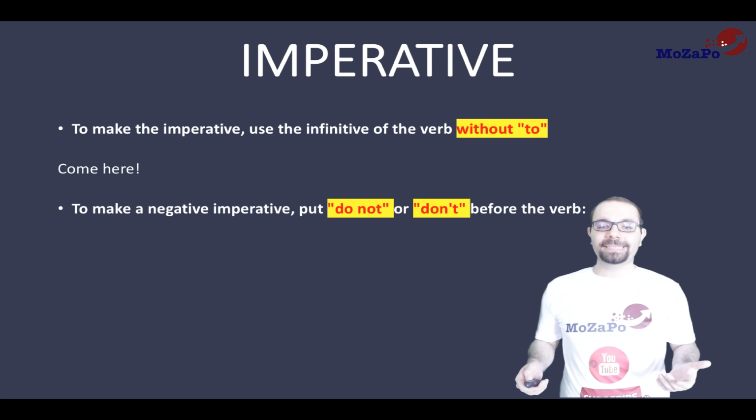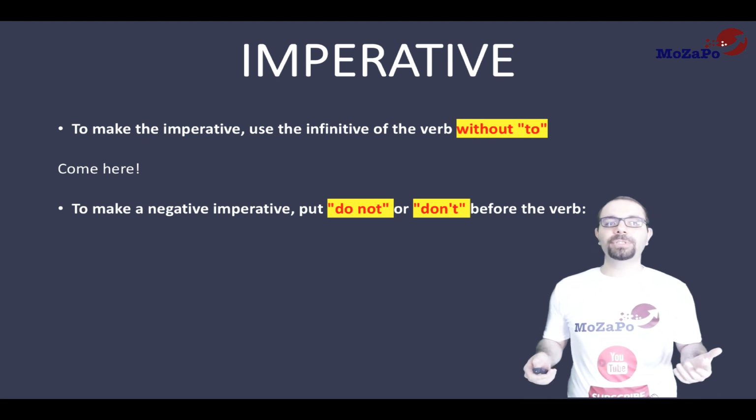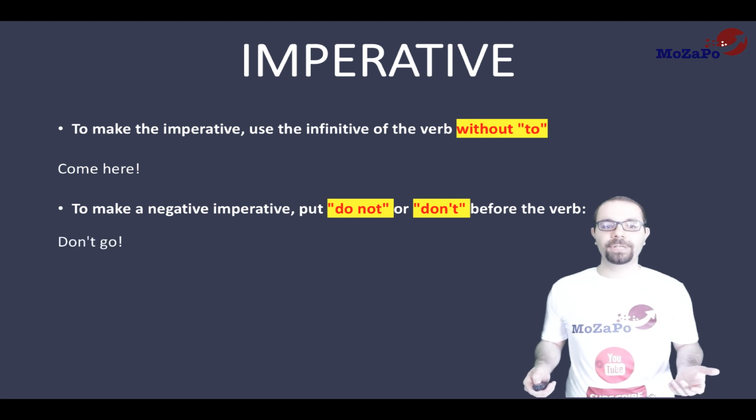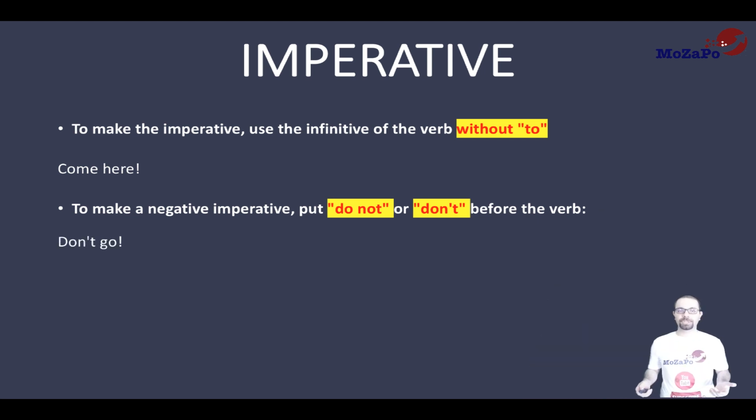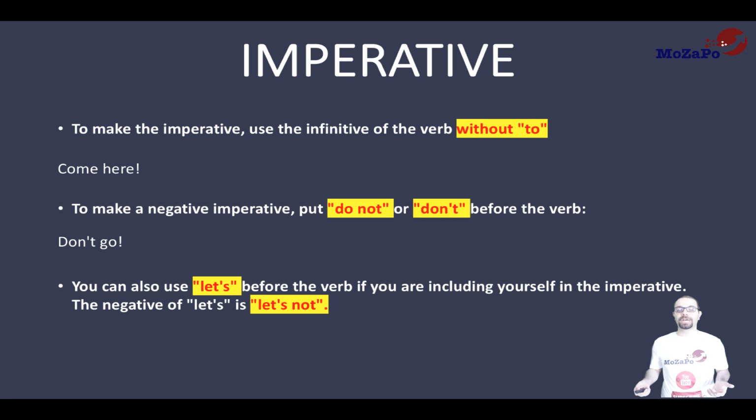To make a negative imperative, put do not or don't before the verb. For example, don't go or do not go. You can also use let's before the verb if you are including yourself in the imperative. The negative of let's is let's not. For example, let's have some lunch, or let's not have some lunch if you want to make it negative.